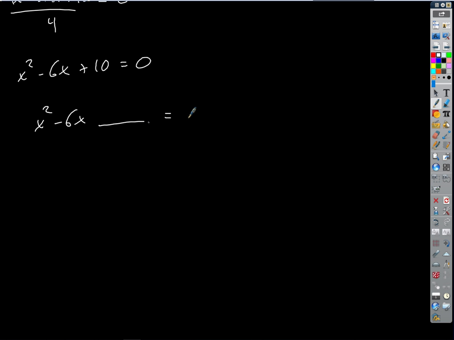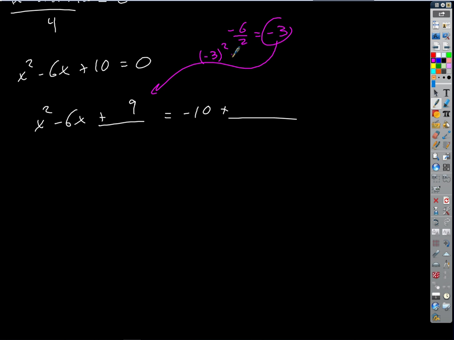So leave a space, negative 10. What am I going to add to both sides? 9, because half of negative 6 is negative 3, squared is 9, right? All right, if I square it, I get 9. So what's that mean? I'm going to add 9 to both sides. So we end up with a negative 1 on this side. What's that going to factor to here? What are my magic numbers that multiply to 9 and add to negative 6? Negative 3 and negative 3.